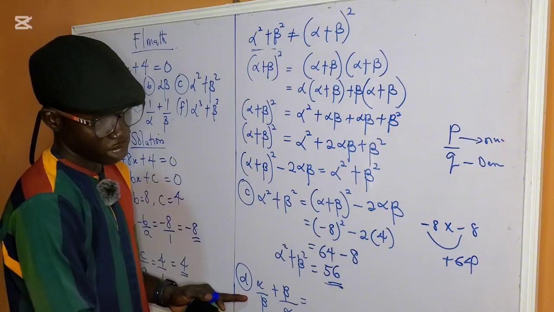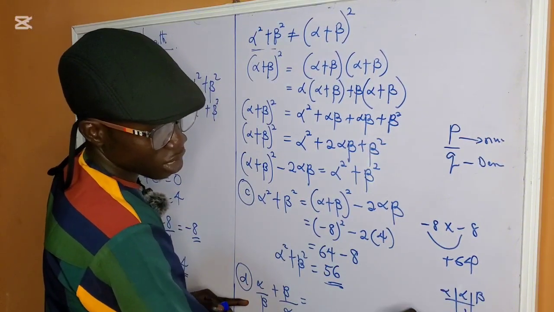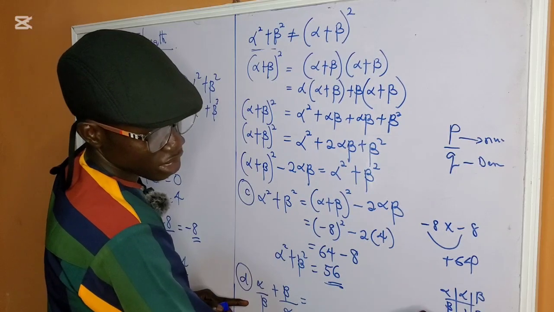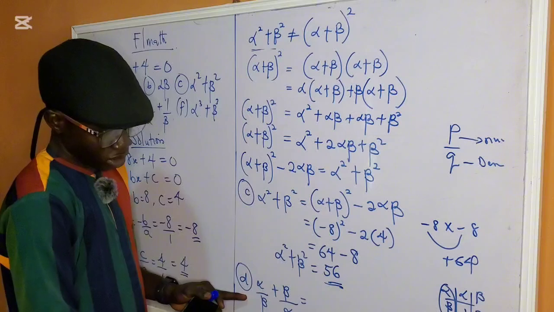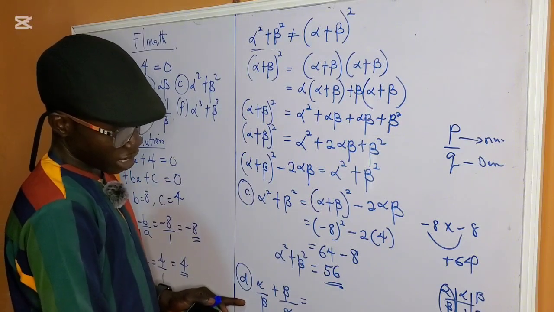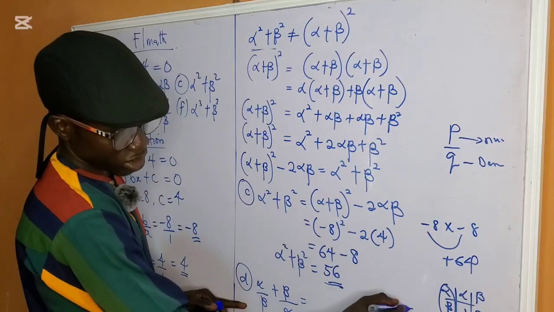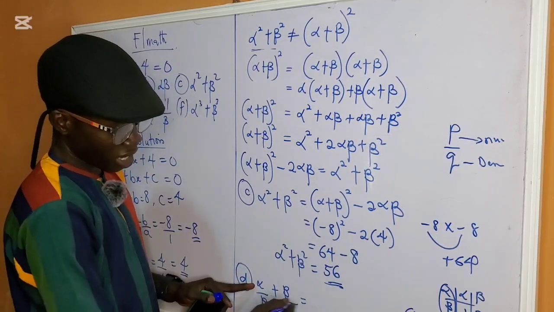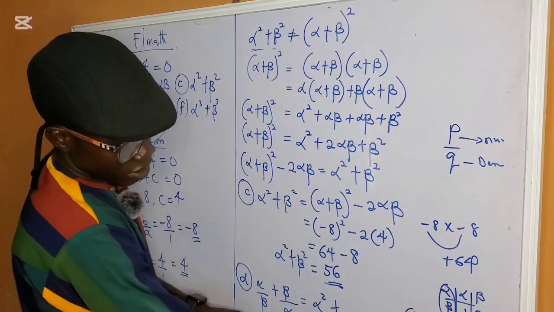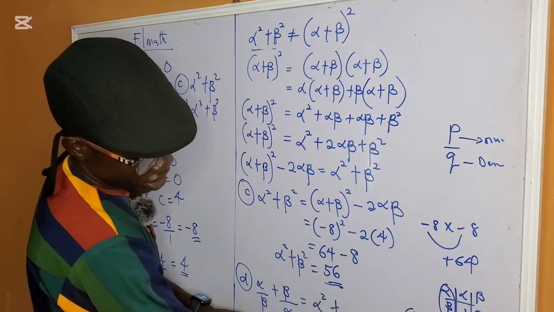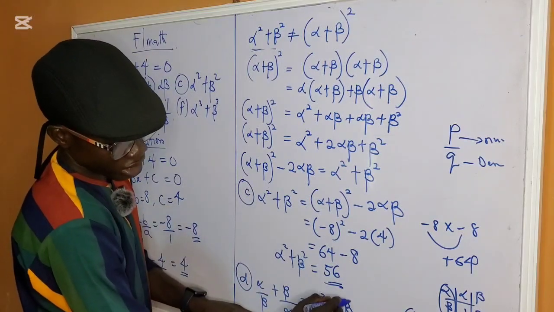The LCM of alpha and beta, if I should do it here, this is alpha, this is beta. Alpha in alpha, 1. We write beta. Beta, 1, 1. So when we multiply these two, we are going to have alpha beta. So alpha beta divided by beta, that will give us alpha. So when we multiply alpha by alpha, we are going to have alpha squared plus alpha beta divided by alpha, that will give us beta. So beta multiplied by this beta, that will give us beta squared.